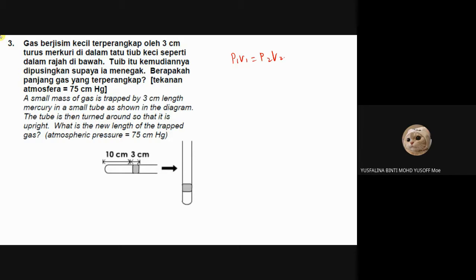Teacher, is the equation 75 times 3 equals 75 times V2? No. P1 V1 equals P2 V2.